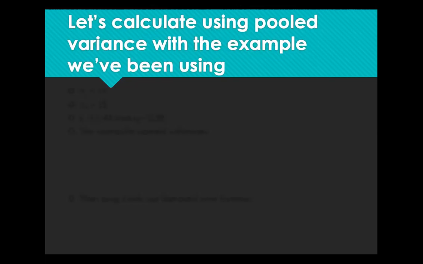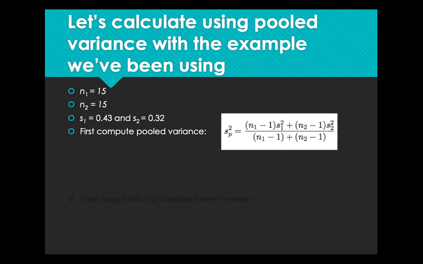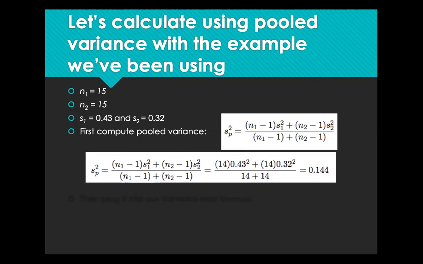Okay, so let's calculate pooled variance with the example that we've been using with men and women in gun control. So even though in this case the sample sizes are equal, just for practice purposes and to kind of see what happens, let's go ahead and compute pooled variance. So to get the estimated standard error, first you're going to compute pooled variance. This is how you would do it if the sample sizes were not equal. So just pretend like they're not equal.